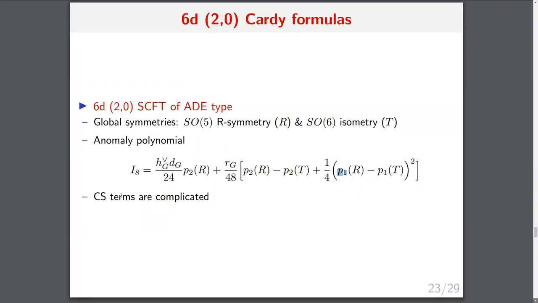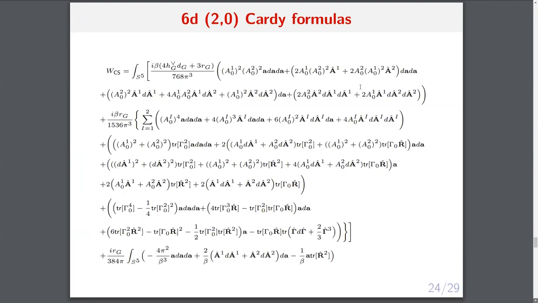So with this anomaly polynomial, we construct the 5D Chern-Simons terms as follows. The result is a bit complicated, but this is the full result. For example, this term is the pure R-symmetry gauge Chern-Simons term. And for example, this term is a pure gravitational Chern-Simons term from the gravitational anomaly. And there can also be mixed Chern-Simons terms between the gravity and the gauge field. The form is complicated, but it is straightforward to integrate them over the five sphere to obtain the Chern-Simons action.